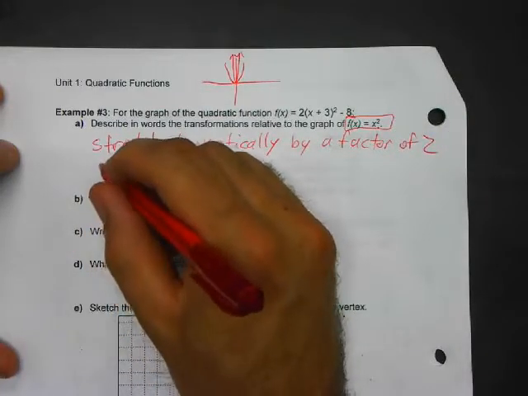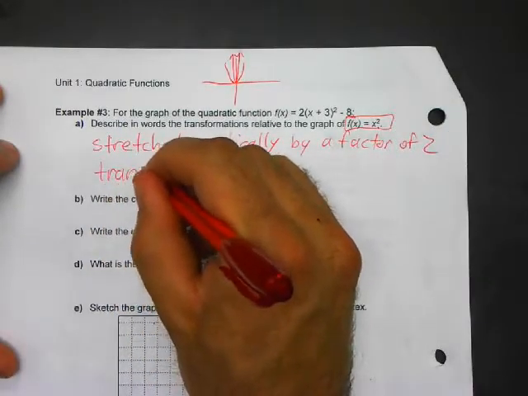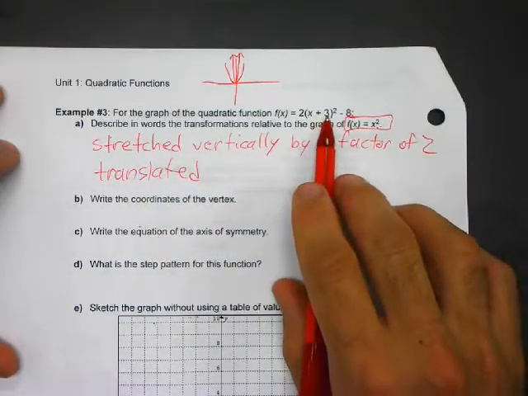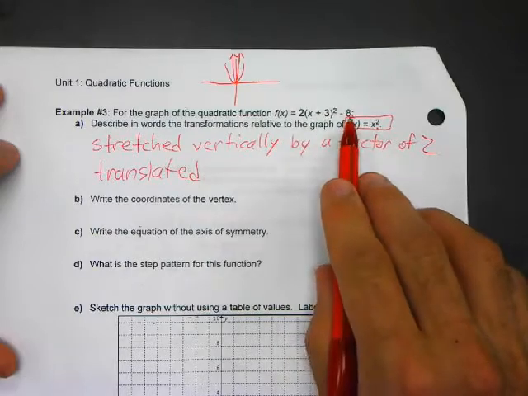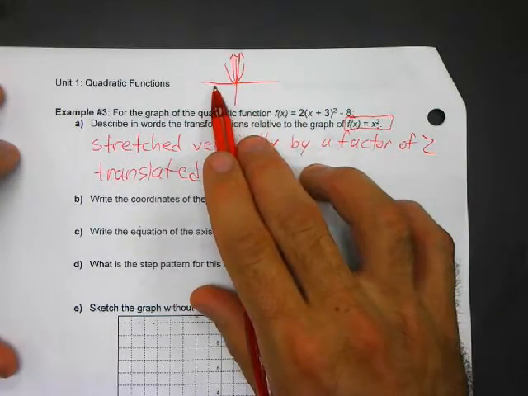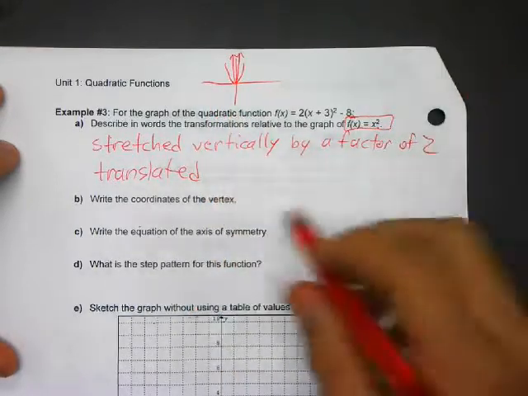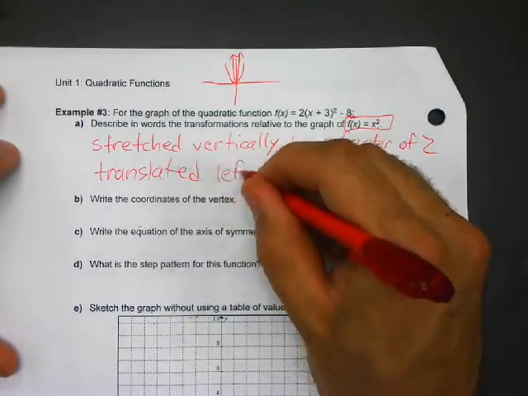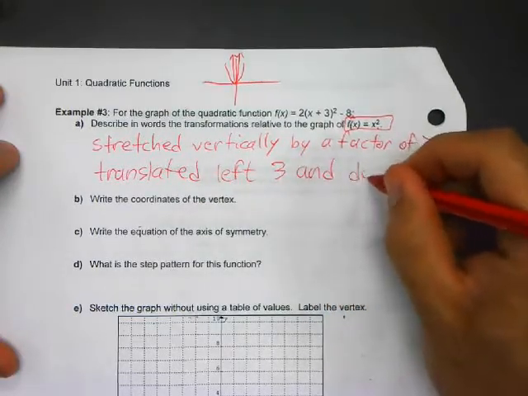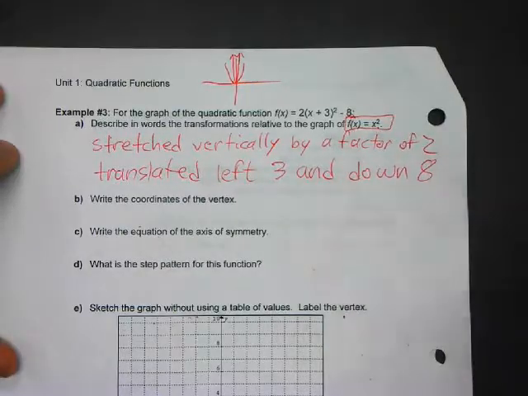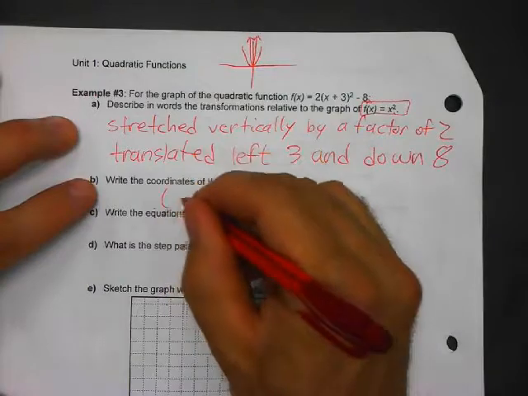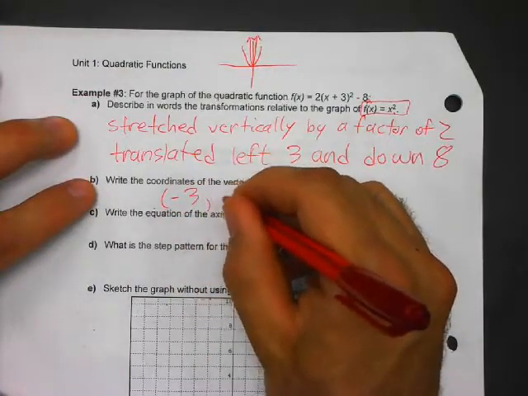Then the best thing to say would be translated. And just get this right. This makes the vertex negative 3, negative 8. So instead of the vertex being at 0, 0, we're going to move it left 3, down 8. So translated left 3 and down 8. It says write the coordinates of the vertex. We should have probably done that first. Doesn't matter. Negative 3, negative 8.